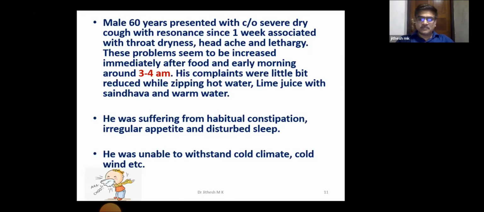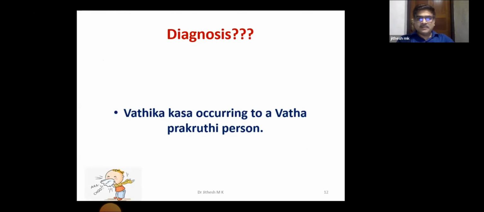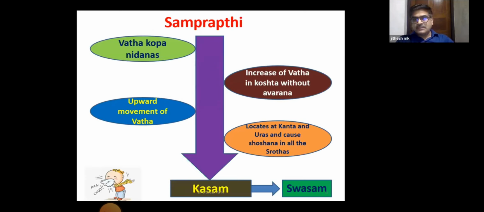Now we will go to the treatment. Again, Vatika Kasa occurring in a Vata Prakriti person. So the Samprapti goes like this. Because of Vata Kopa Nidanas. What are the Vata Kopa Nidanas? Tiktoshana Kashayalpa, Yuksha Pramita Bhojanai, Dharana, Udirana, Nisha Jagara, Atucha Bhashanai, Kriyadi Yogam, Bhi, Shogam, Chinda, Vyayama Garshani, Grishma Ahoratri Bhuktande Prabhupyandi Samir. Because of these types of Nidanas, there is an increase of Vata in the Koshta without Avarana.